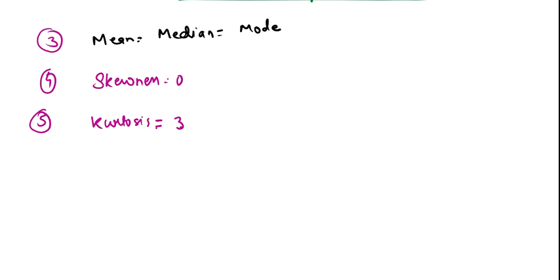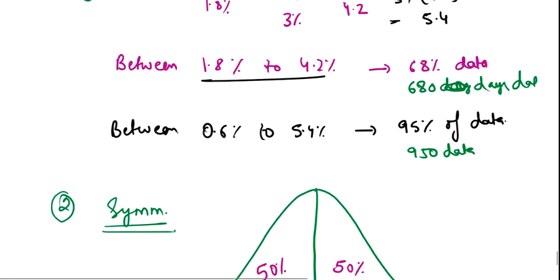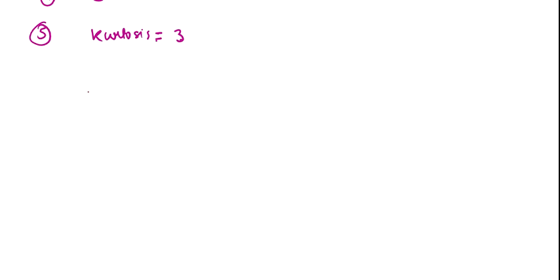If all these properties belong to the data, you can say with confidence, okay, my data belongs to normal distribution. So now we got the normal distribution. Clear?